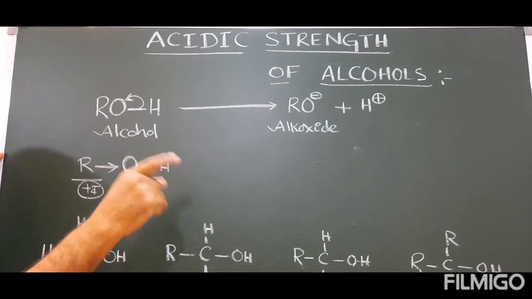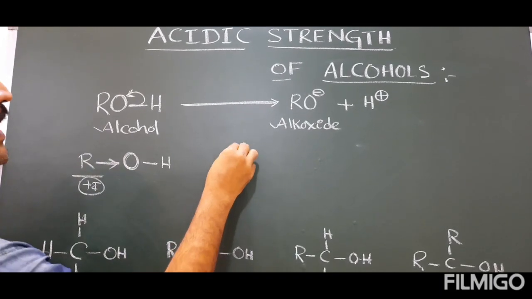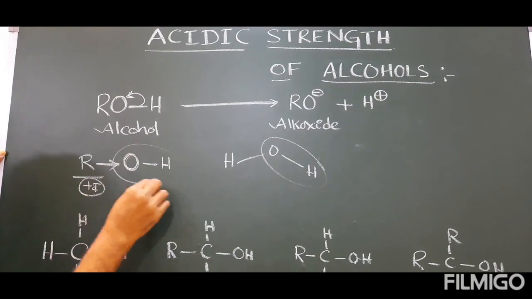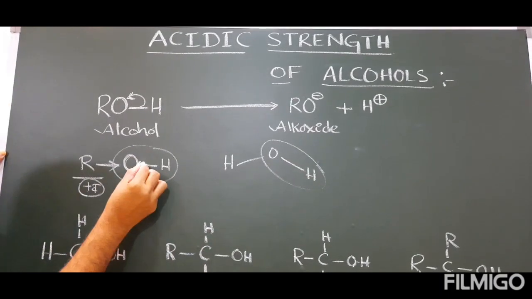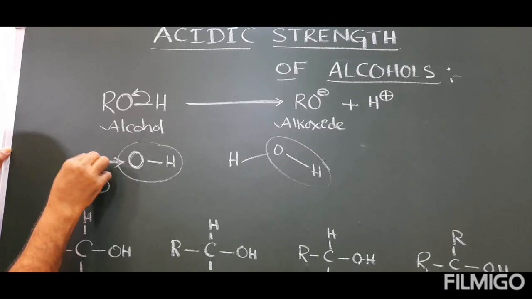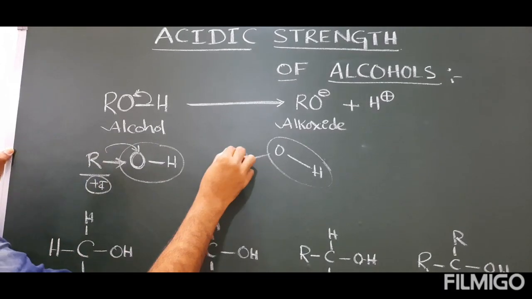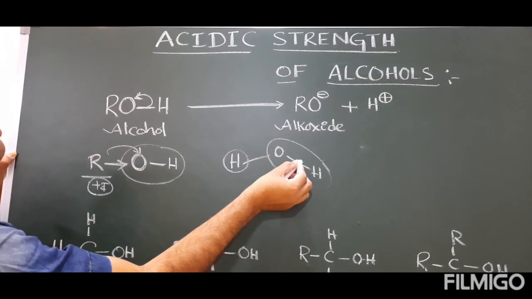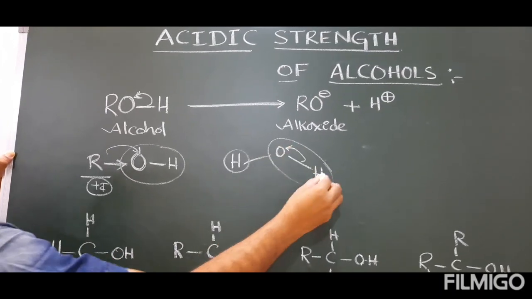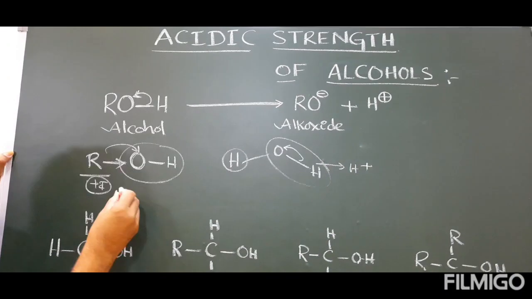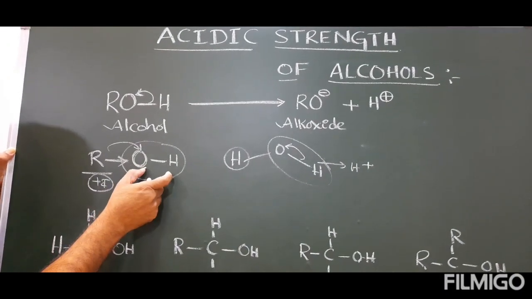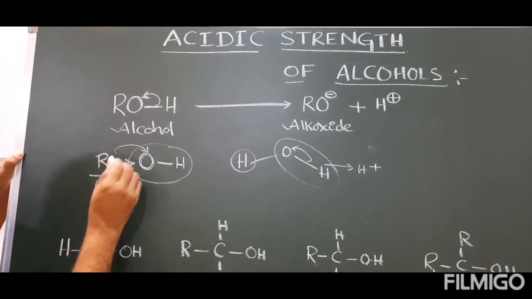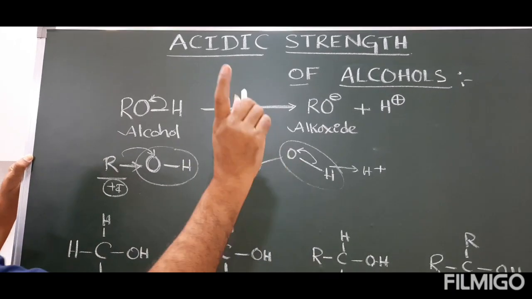Alcohols are less acidic than water. How will we compare? HOH: here OH is there, and in alcohol also OH is there. Here some polarity is there, but the alkyl group is an electron donating group. H is not an electron donating group, so here the electron density will not rise. So this oxygen will drag the electron density and liberate the H plus more quickly than the alcohol. That's why alcohols have a lower tendency to donate the H plus ion than water. So alcohols are less acidic than water. This is the first conclusion.